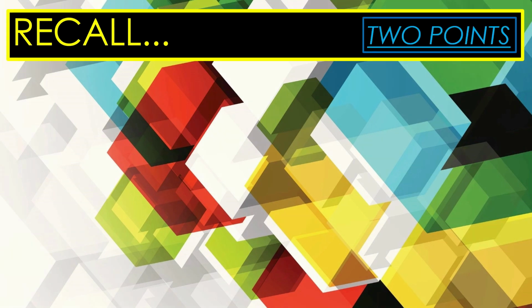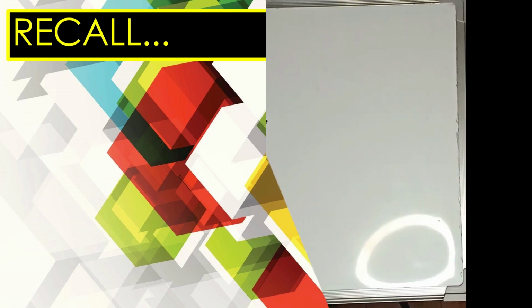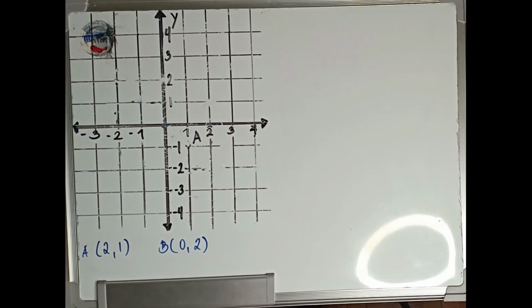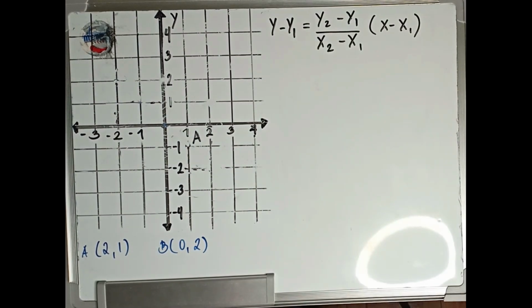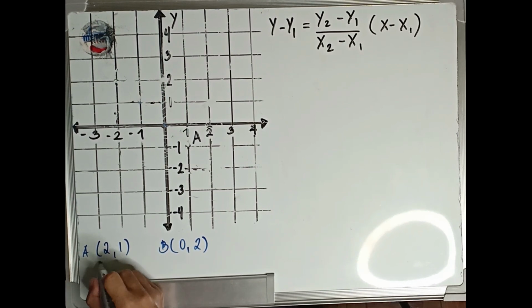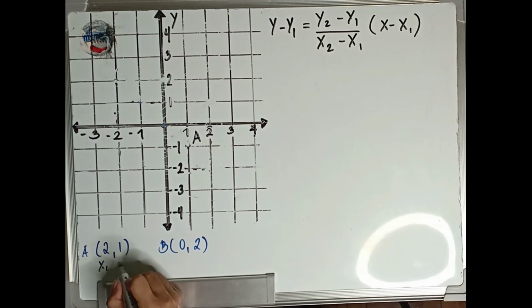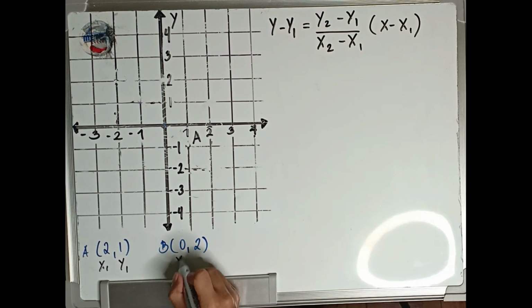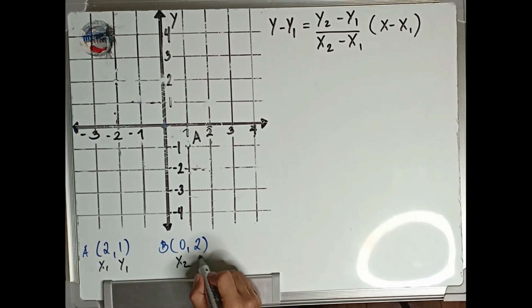Let us recall how to make the equation of a line and graph the equation using 2 points. Now we have the given 2 points. We're going to find the equation of the line and we're going to graph these 2 points. The formula to determine the equation of the line is the 2-point form. We're going to label first the given ordered pairs. So 2 will be your x sub 1, 1 will be your y sub 1, 0 will be your x sub 2, and 2 will be your y sub 2.